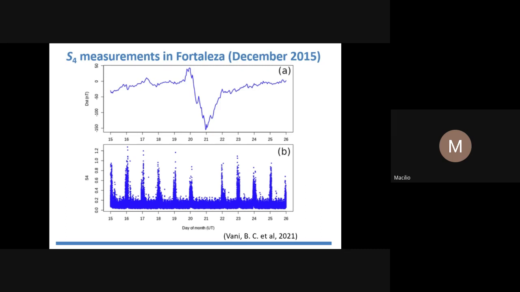The scintillation in the equatorial region is very different from the scintillation in the aurora and high latitude. Even the statistics of amplitude and phase are completely different.